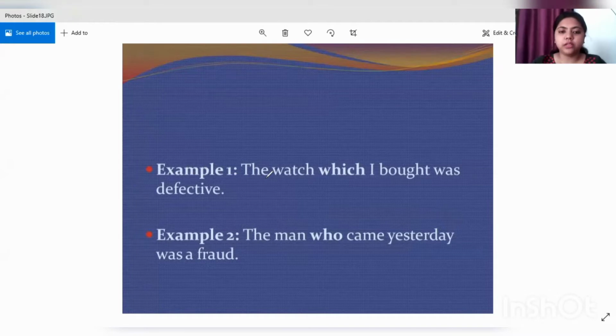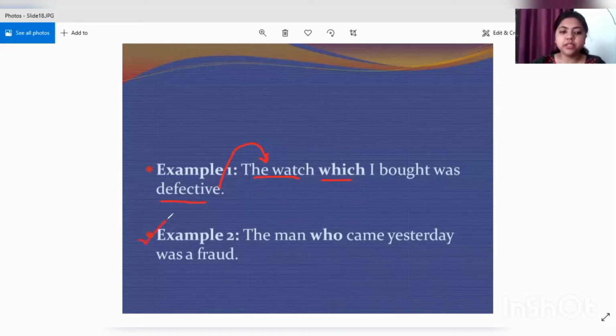Now, look at example 1. The watch which I bought was defective. That means we are talking about what? We are talking about the watch only. So what is defective? The watch was defective. So this word defective is referring to this word watch only. There are two things which are related to the noun watch. That is, I bought the watch and it was defective. So if we want to combine those two pieces of information in one sentence, we use a relative pronoun. So, the watch which I bought was defective.